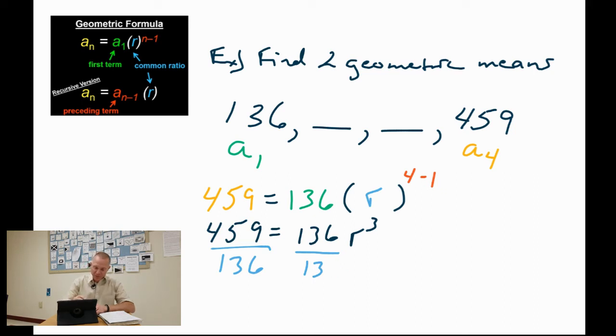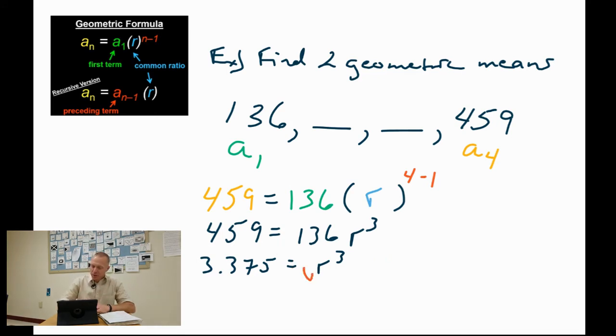So if we divide by 136, we end up getting 3,375. And that equals r cubed. Ooh, I got to get rid of the cube. So you're not going to divide by 3. You're going to use more of an opposite type exponent. Now listen, there are 2 ways to do an opposite type exponent. You can raise both sides to the 1/3 power. If I raise both sides to the 1/3 power, I can do that on my calculator. Make sure that you carefully do 1/3.